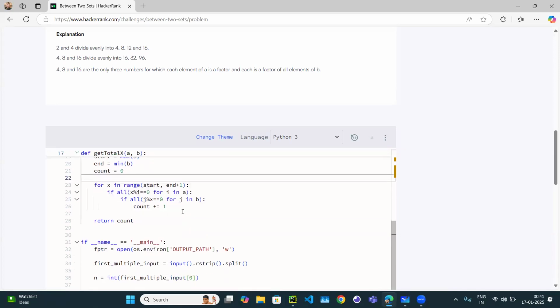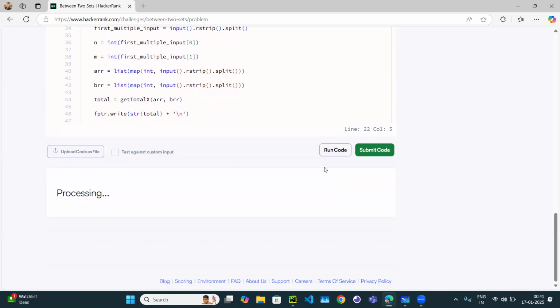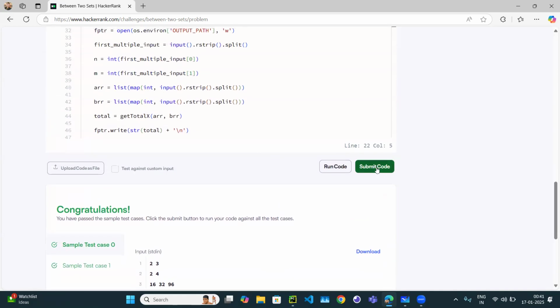So this is a brute force. Let's try to run the code. The sample test case has been accepted. Let's try to submit the code.